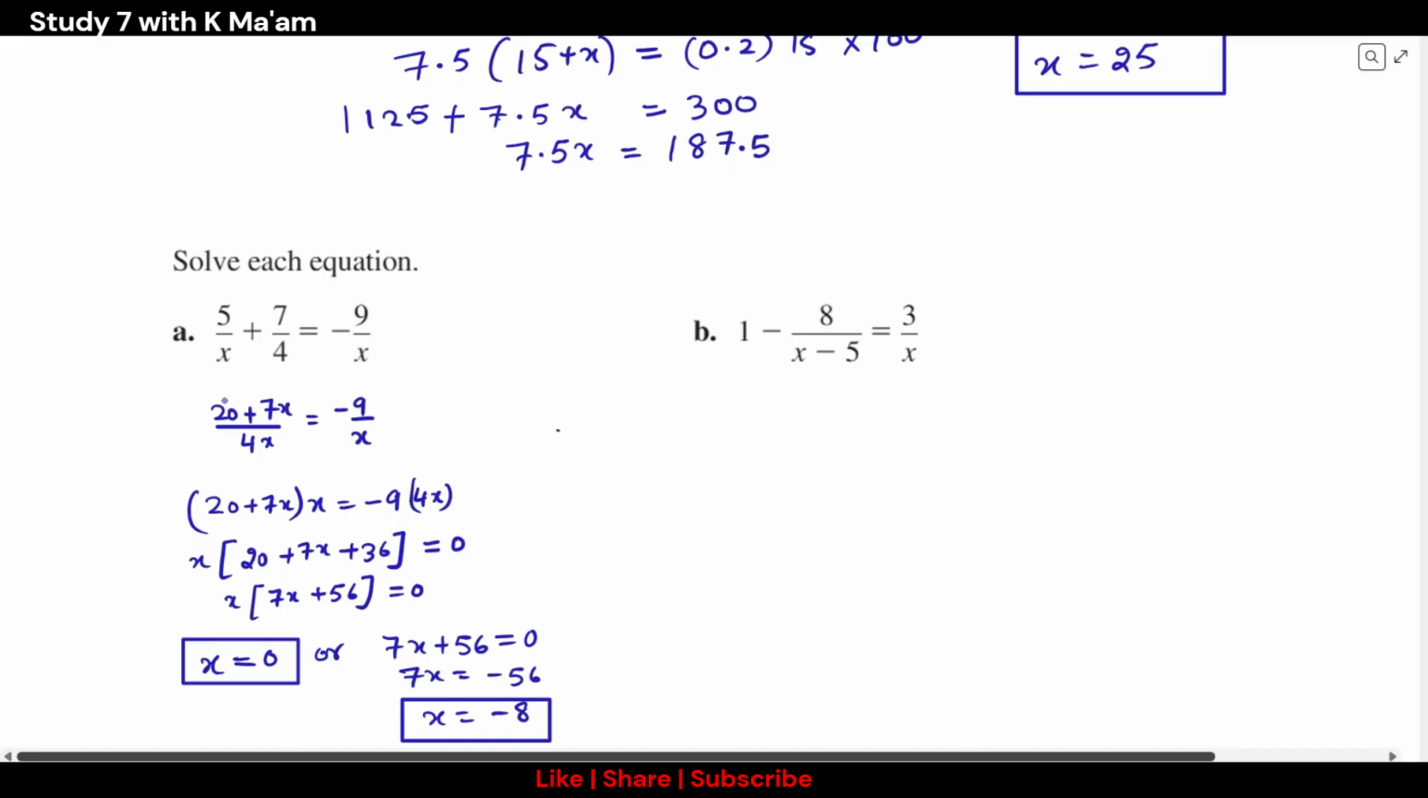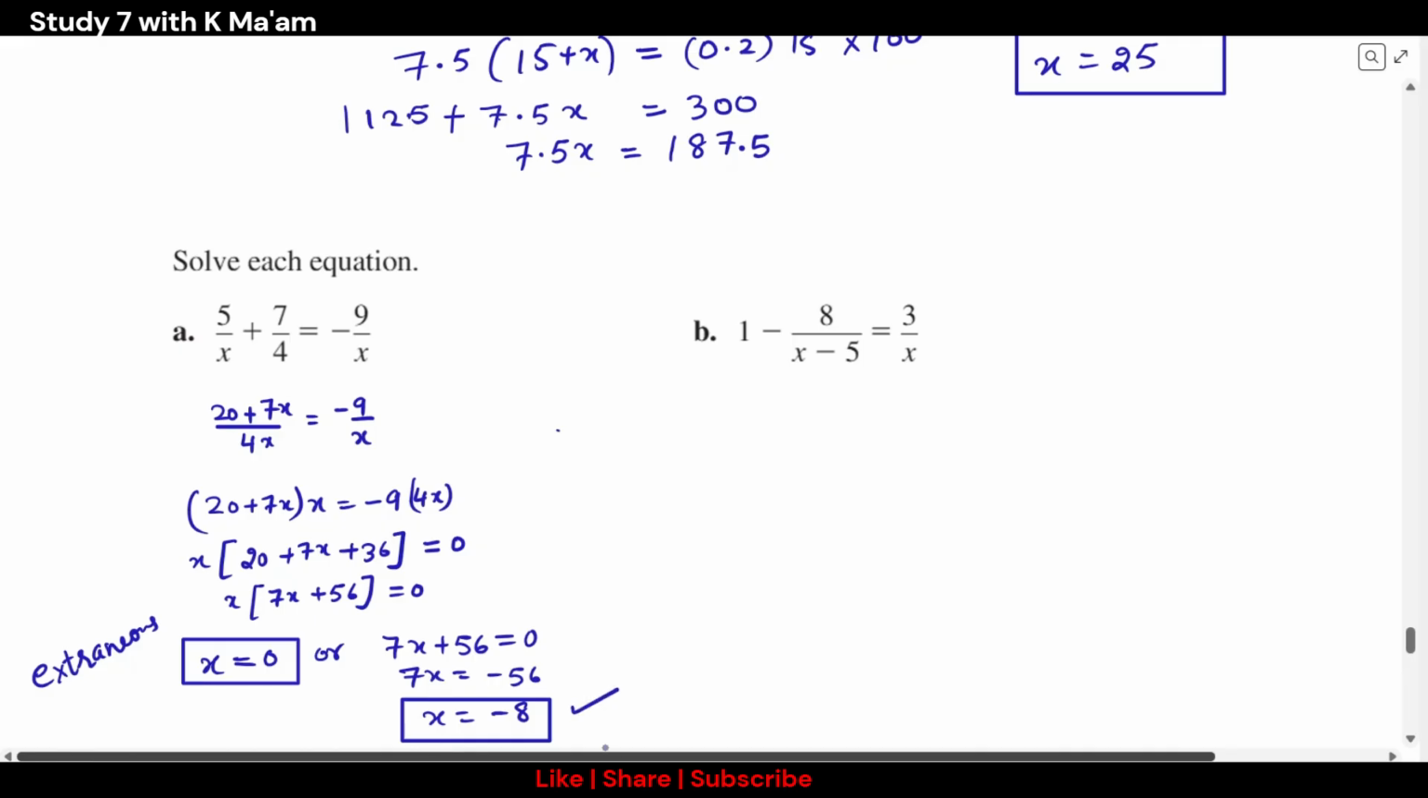But you can see if you put 0, this is not defined. So a solution which does not satisfy the original equation is known as an extraneous solution. x equals 0 is extraneous, and you're left with only x equals negative 8. You can check it will satisfy.